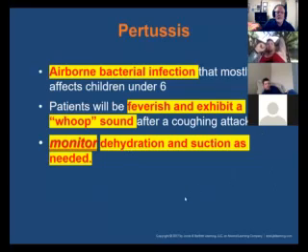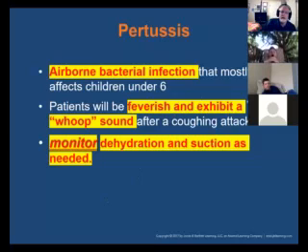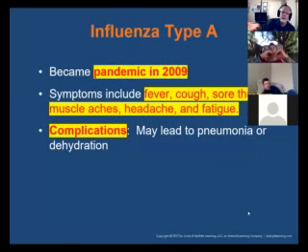The patients with pertussis will be febrile. Here's a new term: febrile, or febrile. I'm from Borger, so I say febrile, but febrile, that is having a fever. So feverish, I just threw in a new word there. Feverish, and exhibit a whoop sound after a coughing attack. And when we do the pediatric chapter, I have an audio clip that I found that has that whoop. We're going to monitor them for dehydration, suction as needed, transport to the correct facility.